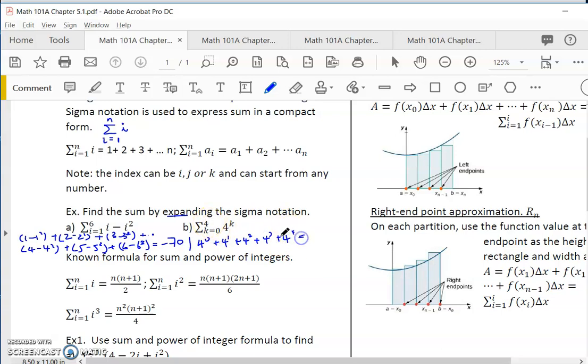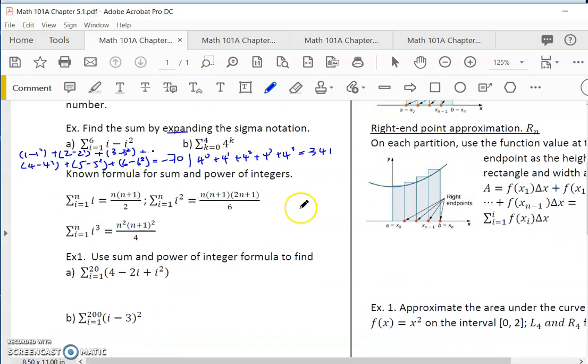So if you add all this together, I did it in my calculator, it is 341. You just add them one by one and then you get the number. So that's the idea of the sigma notation.